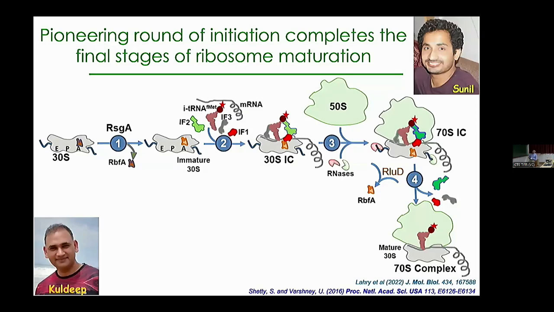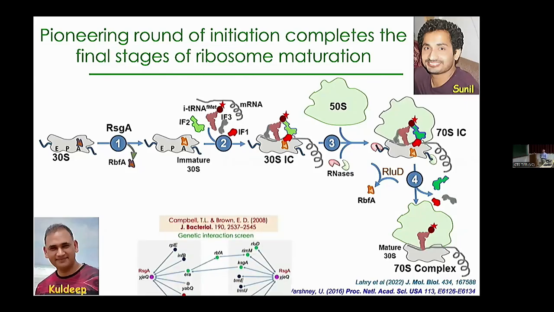what we assumed earlier, that this RBFA is released completely by RSGA, is not really the situation. There are residual levels of RBFA on 30S, and it goes all the way up to here. And at this point, RLUD actually removes whatever that residual level of RBFA is. So that was the contribution that Kuldeep made in this ribosome biogenesis or maturation scheme.